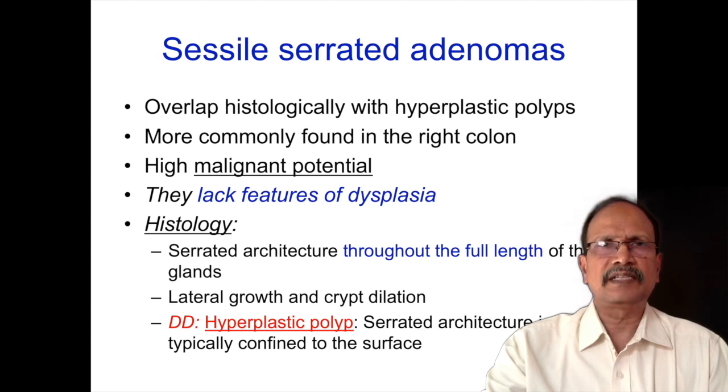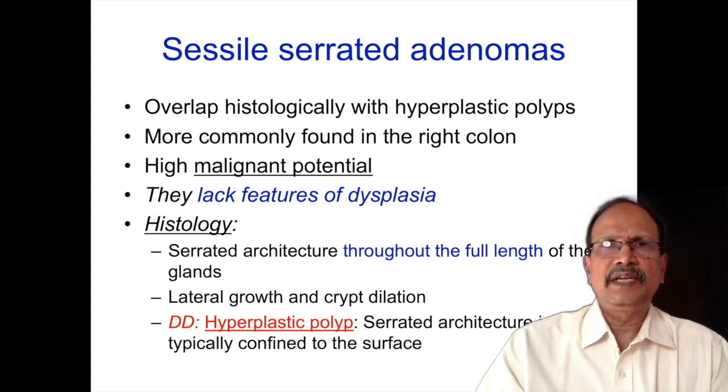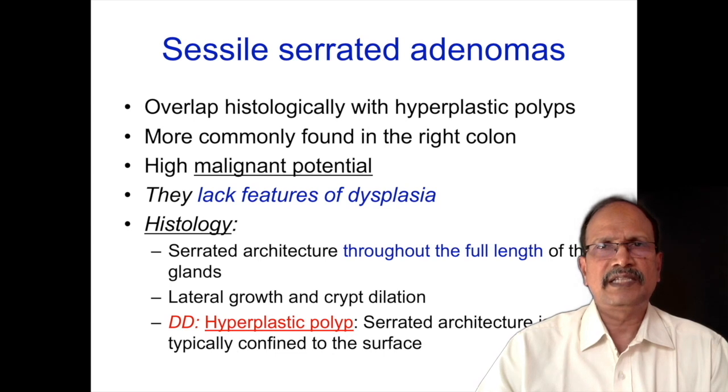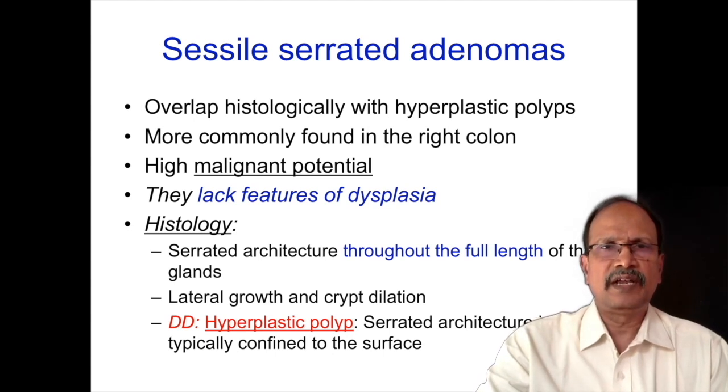And lastly, the sessile serrated adenomas. They overlap histologically with hyperplastic polyps. I told you the hyperplastic polyps show serrations histologically, but remember, these serrations are confined to the upper portions of the crypt, and the lower portions are spared. Whereas in sessile serrated adenomas, you will see the entire crypt length is involved in this process of serrations. This has a very high malignant potential, and they don't show dysplasia. That's another feature of sessile serrated adenomas.